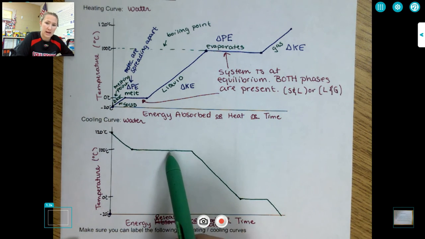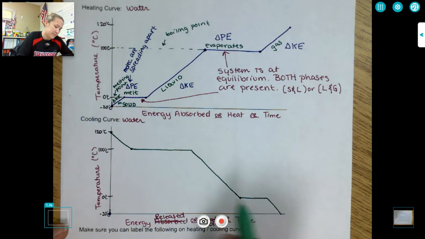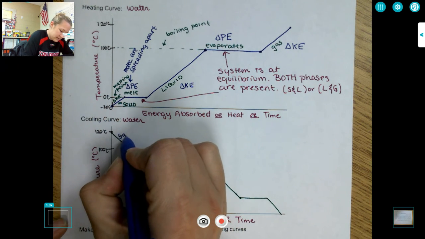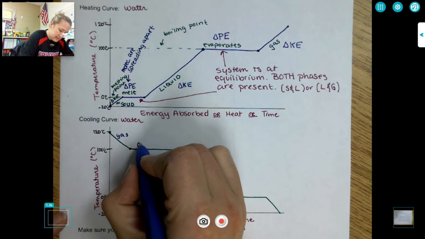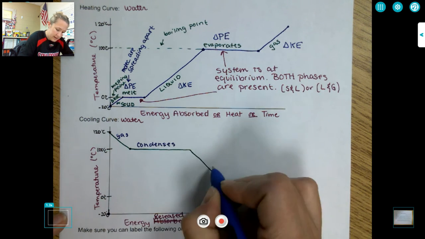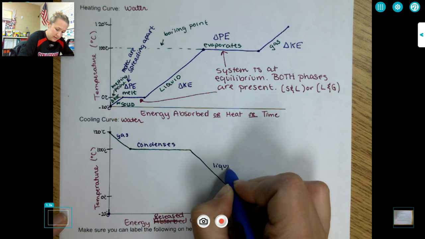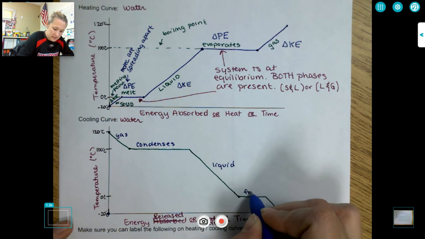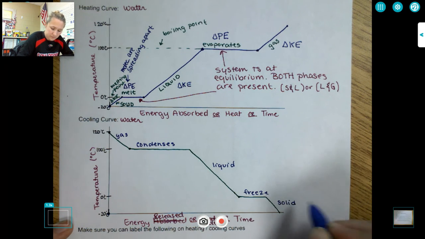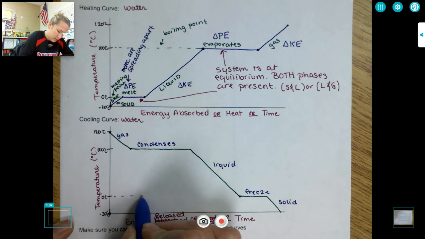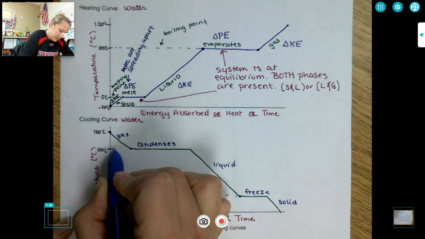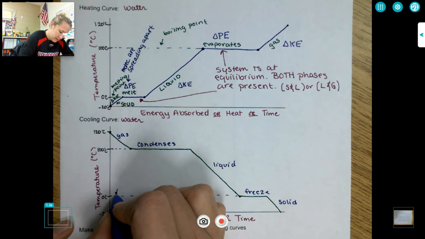The molecules are at a higher energy state here. So we can label our parts just like before. We have gas, and then it condenses. And then I have liquid, and then we freeze, and then I have a solid. Just like before, we have our freezing point and our condensing point.